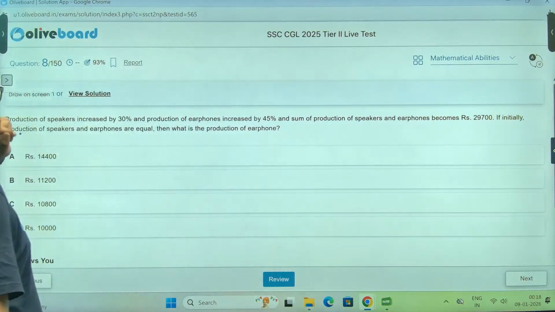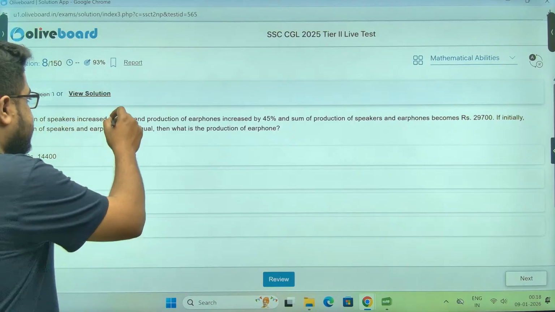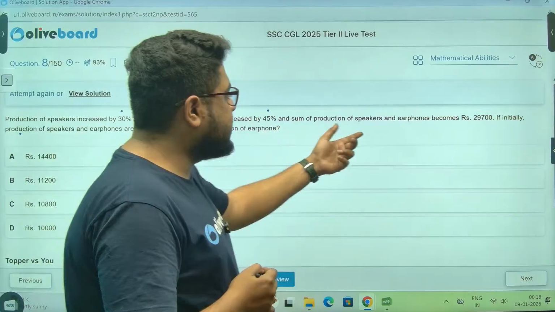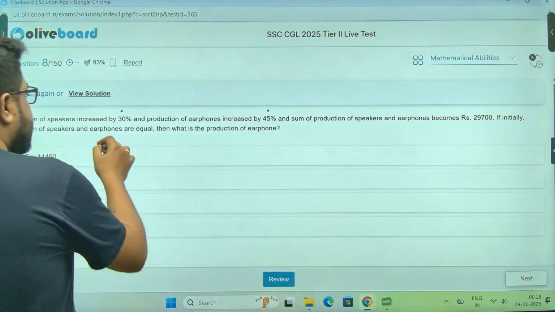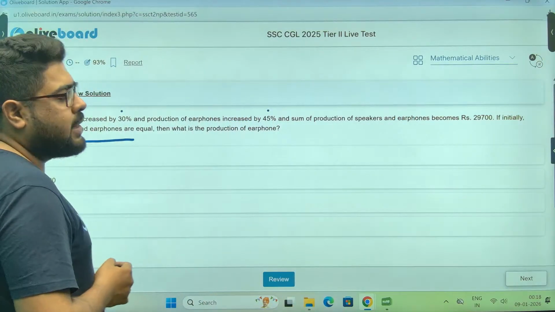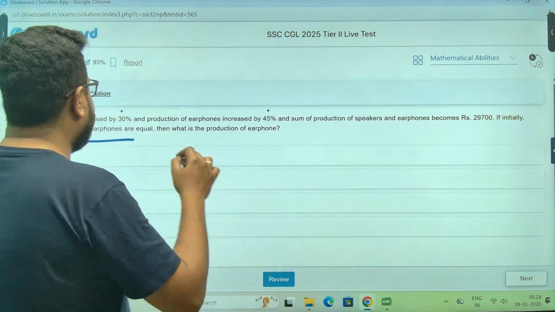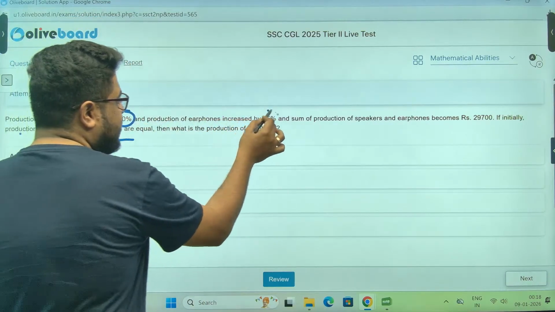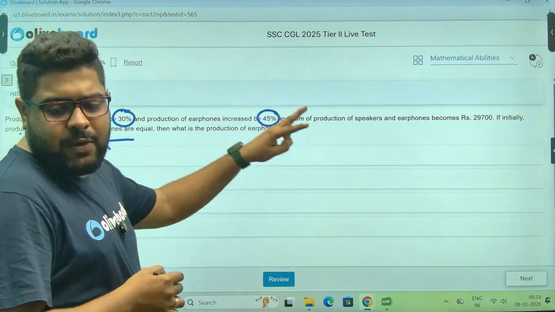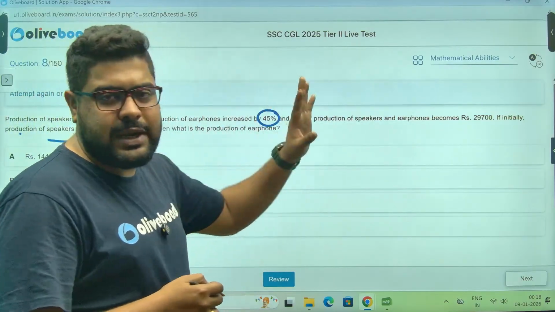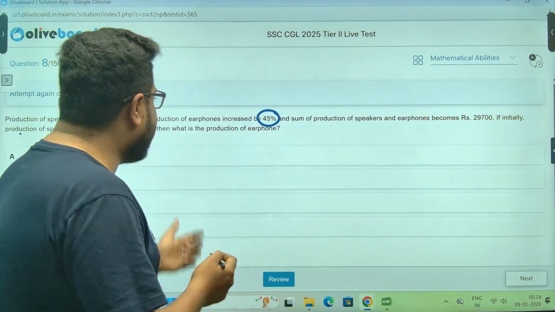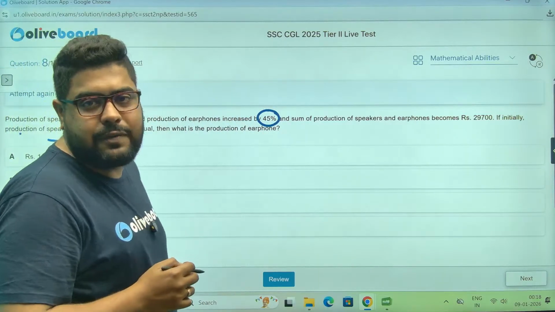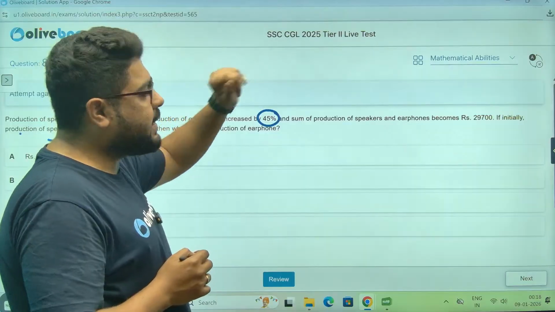Next one, another arithmetic question. Let's see. Production of speakers increased, earphones increased. Sum of the production becomes this. If initially both are equal, it's very simple. You can simply say this has increased by 30 and 45. If both are equal, the actual increment is the average. Actual increment will be 37.5.